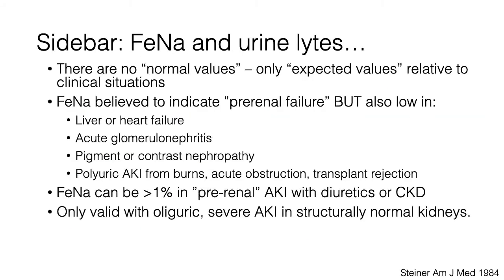Let's have a quick sidebar on the fractional excretion of sodium, or FeNa. This is something you may have come across to help determine what kind of AKI a patient has. Typically, a FeNa less than 1% can be indicative of a pre-renal AKI, but there are some exceptions to the rule, including liver or heart failure, or pigment or contrast nephropathy. Also, patients on diuretics can have a falsely elevated FeNa. So while FeNa in some cases can be quite helpful, it can also falsely mislead.